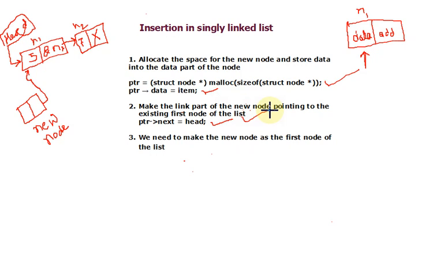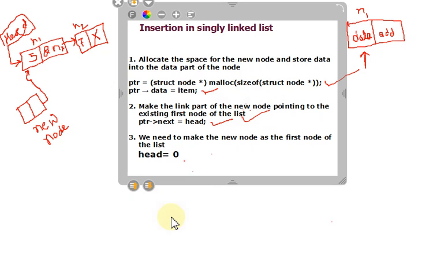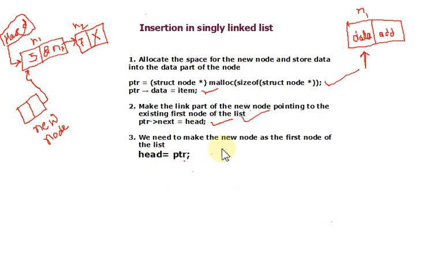How can we do this? Using this line of code, that is head equals ptr. We can make the new node the first node of the list. So these are the basic algorithm steps. Using this, we can insert a new node at the first position in the single linked list.